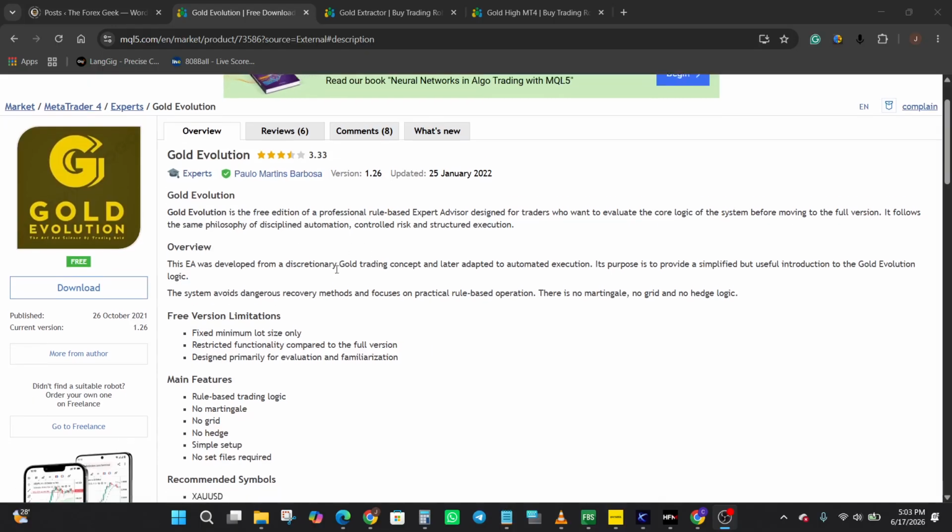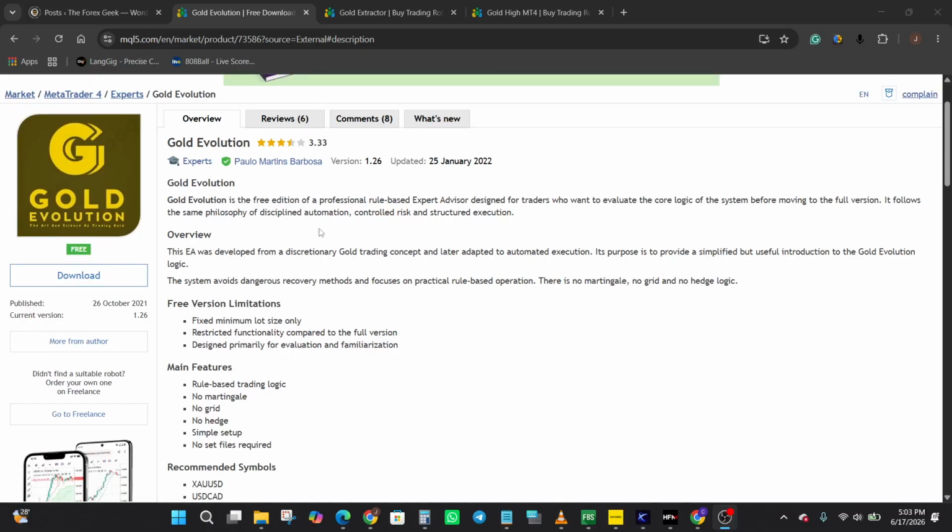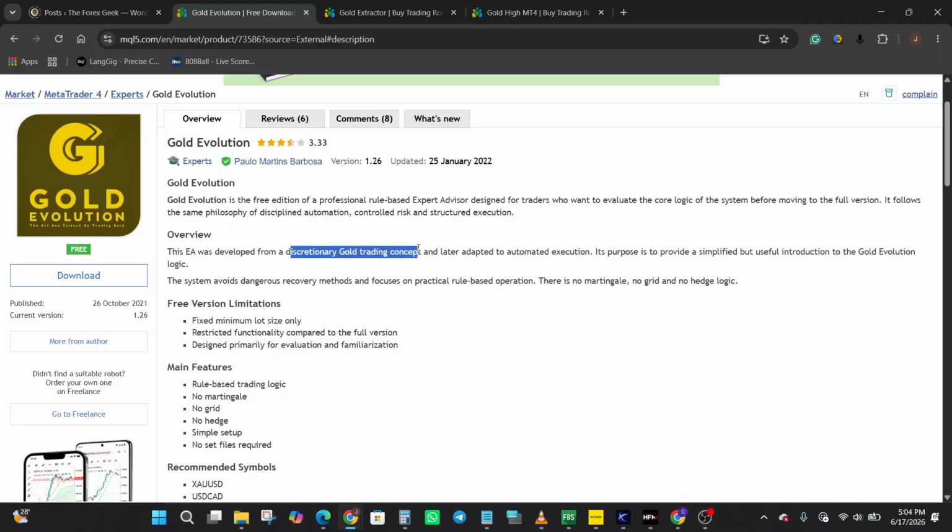So starting with the Marketplace page, Gold Evolution is available as a free download and is currently listed as version 1.26. According to the developer, this is the free edition of a professional, rule-based expert advisor designed to help traders evaluate the core logic of the system before considering the full version. Now, the description explains that the EA originated from a discretionary gold trading concept and was later adapted into an automated trading system.